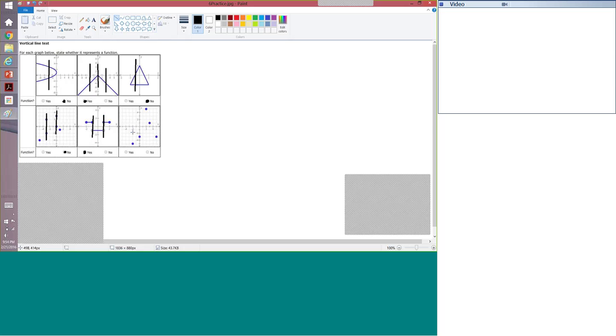Then again, on this bottom right graph here, no matter where I draw my vertical line, I only go through each point once, or the vertical line only goes through 1 point on each one. So that one is a function. Does everyone agree with that?